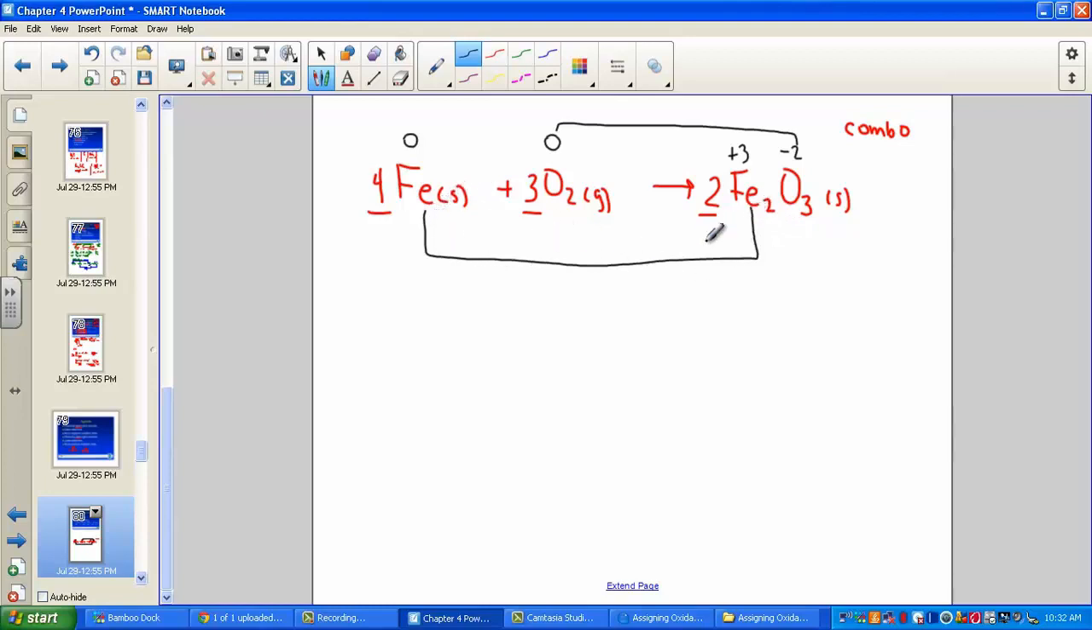Iron became more positive, didn't it? The loss of electrons is oxidation. Oxygen became more negative. The gaining of electrons is reduction. Remember the terms: what was oxidized, what was reduced? What are the agents? They always come from the reactant side.